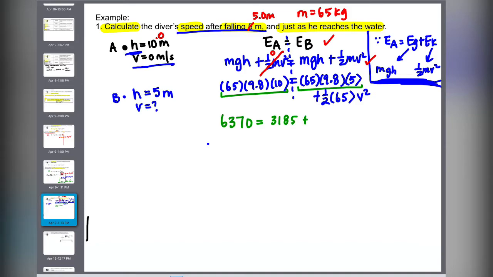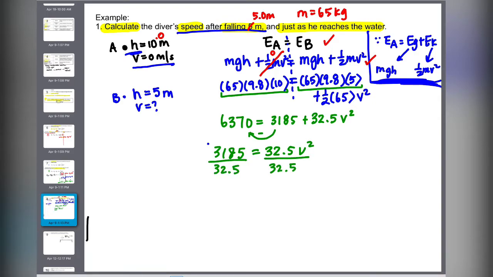That's 3185, adding 0.5 times 65, so 32.5 V squared. I need to first of all move this over by subtracting. So 6370 minus 3185. I got 3185 equals 32.5 V squared. Then I need to divide both sides by 32.5. So 98 equals V squared.